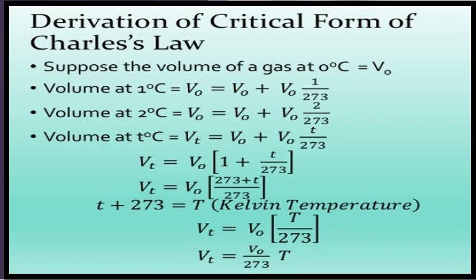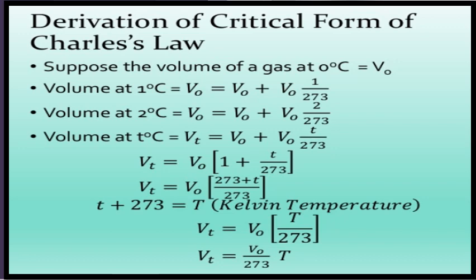Now, as I told you earlier, there is a critical form of Charles's law as well, which is stated as: at constant pressure, the volume of a given mass of gas increases or decreases by a factor of 1 upon 273 times its original volume at 0 degree centigrade for every 1 degree centigrade rise or fall in temperature respectively.